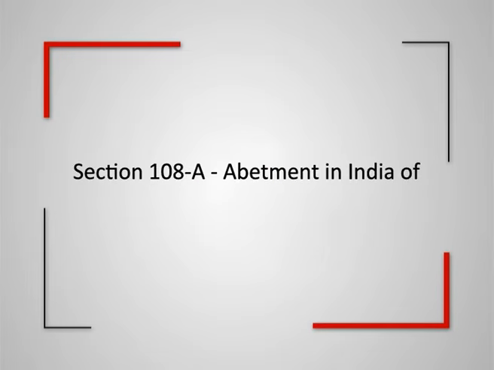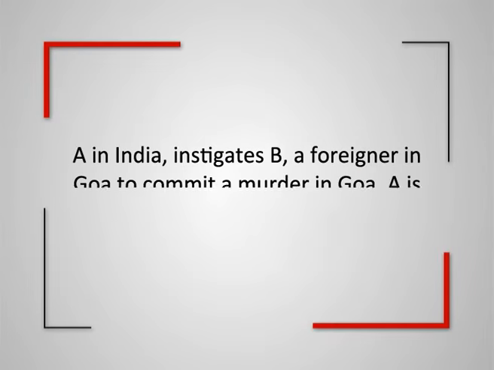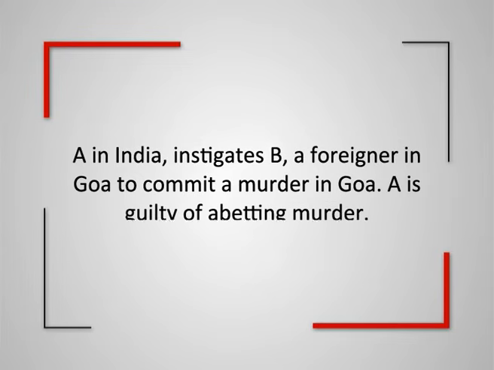Section 108A, Abetment in India of offences outside India. A person abets an offence within the meaning of this code, who in India abets the commission of any act without and beyond India which would constitute an offence if committed in India. Illustration: A in India instigates B, a foreigner in Goa, to commit a murder in Goa. A is guilty of abetting murder.